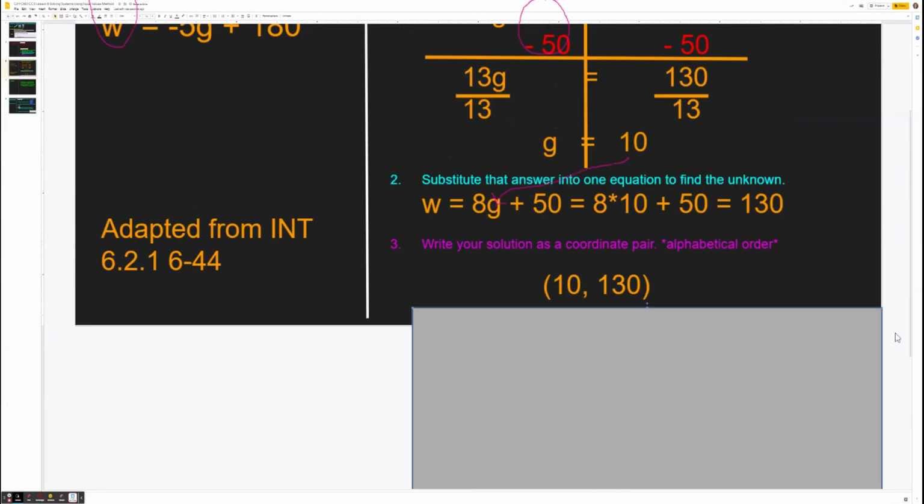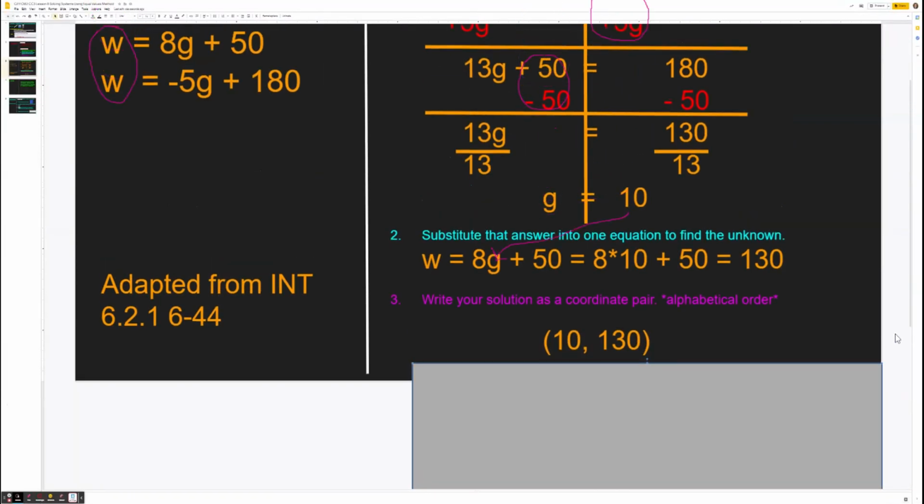I'm going to move this up a little bit in case people weren't quite ready for it. So again, you take those two equations, you set them equal to each other, do inverse operations to solve for that first variable, plug it back into either equation, get the other answer, and then you write your answer as a coordinate pair.